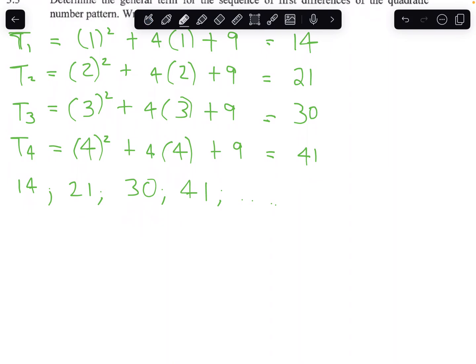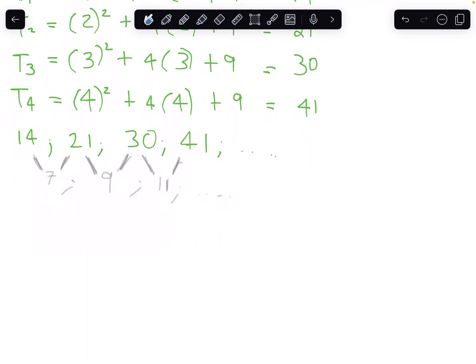But anyway, the first difference is 7, as we were told. The next one is 9. The next one is 11. So this is the sequence that we're looking at: 7, 9, 11, and we want to find the general term. There's a couple of ways that we can do this. I'll do it using the arithmetic formula, but then I'll show another cute way that I would do it with my grade 8 kids once upon a time.